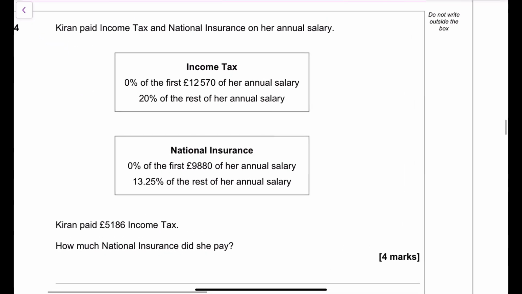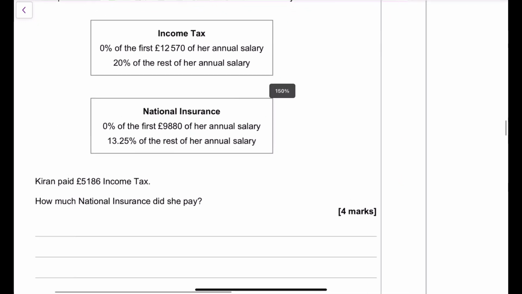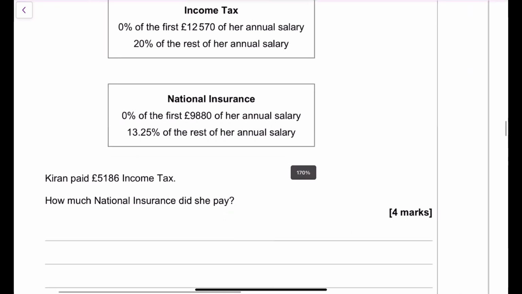Okay. Oh, income tax. Love an income tax question. Right. Kieran paid income tax and national insurance on her annual salary. So income tax, 0% of the first £12,570 of her annual salary, 20% of the rest. And then national insurance is 0% on the first £9,980 of her annual salary and 13.25% of the rest of her annual salary. How much income tax did she pay? Okay, so, right, income tax first of all.